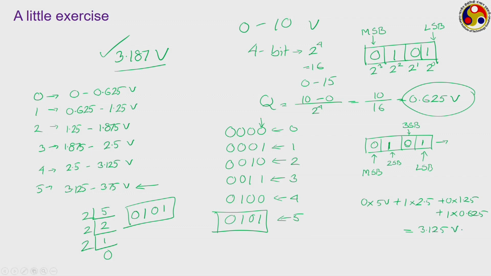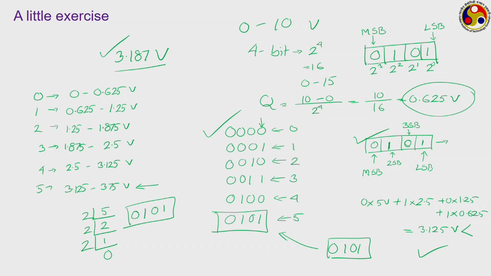2.5 plus 0.625 is 3.125, and this is coming to be less than 3.187. So, it will continue with this value, giving a final output as 0101, which is essentially the same as this one. So, this is the way a digital ramp converter works. This is the way a successive approximation converter works, and they should give the same value.